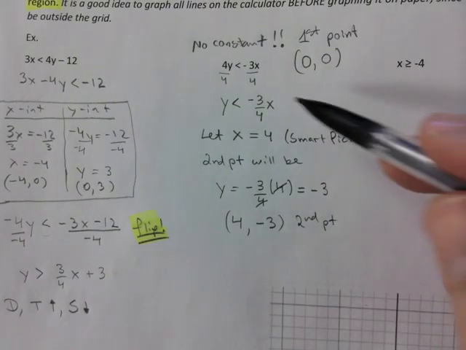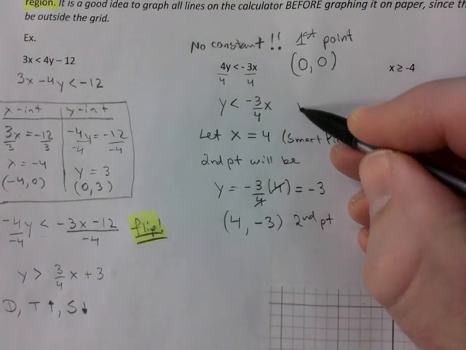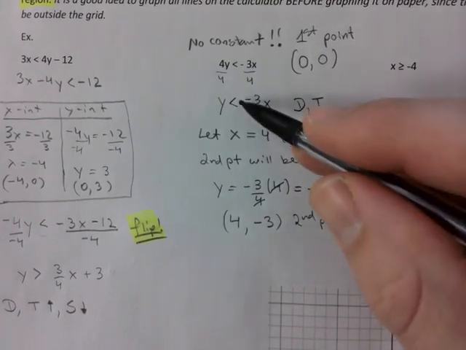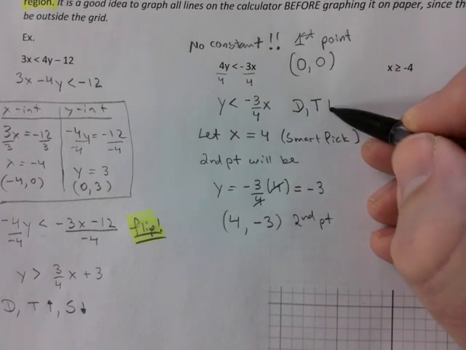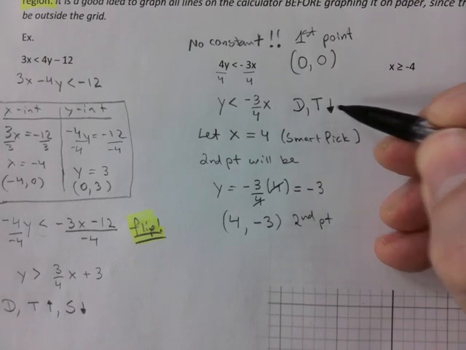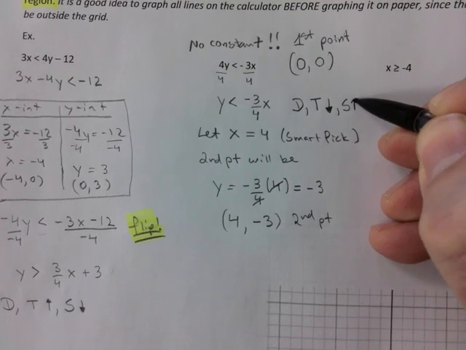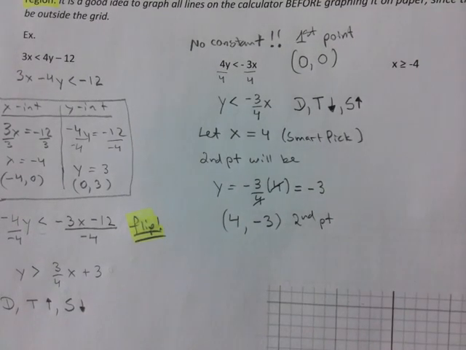Okay, but I can already tell myself here, this is going to be dashed. True is below. Slow it down, Mr. Dirksen. Shading goes above. There we go.